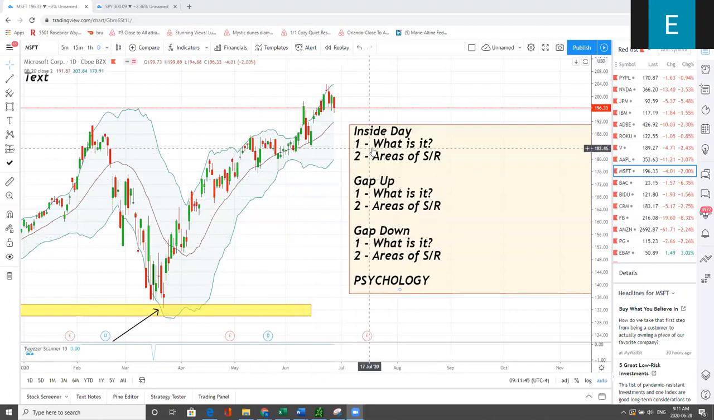An inside day is when we open within the previous day's high and low. The characteristics of an inside day are that we will be very choppy because we are trapped within the range of the previous day and no one in the market has control. The buyers and the sellers are both struggling and fighting to take advantage in their direction.